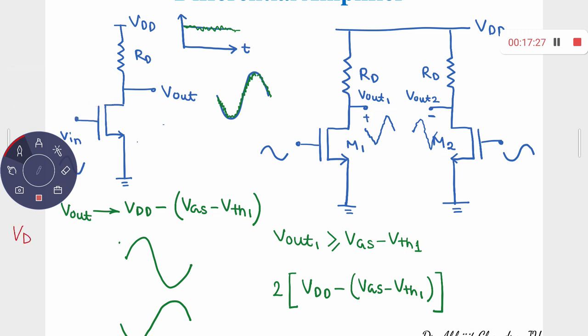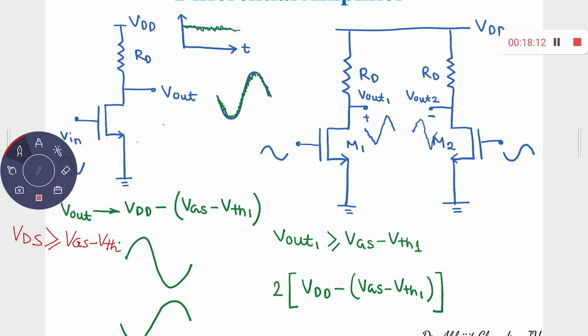The condition was that this VDS should be greater than or equal to the overdrive voltage, that is gate source minus threshold, so that the device remains in the saturation region. So VGS minus VTH or VTH1, whatever it may be, is the minimum value for the drain source voltage or the output voltage here for the left amplifier. What can be the maximum value for this output voltage? VDD. That's the maximum. So the swing is from VDD to VGS minus VTH. That is the swing.